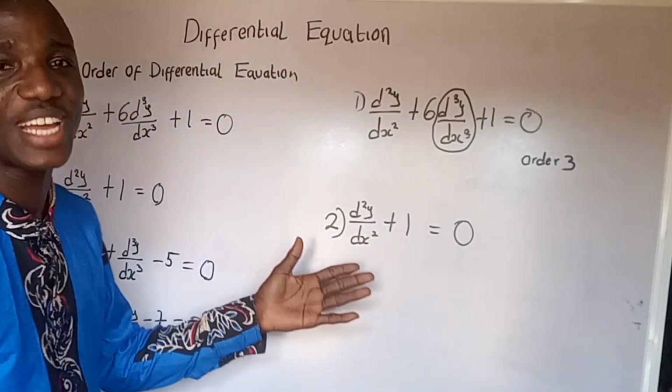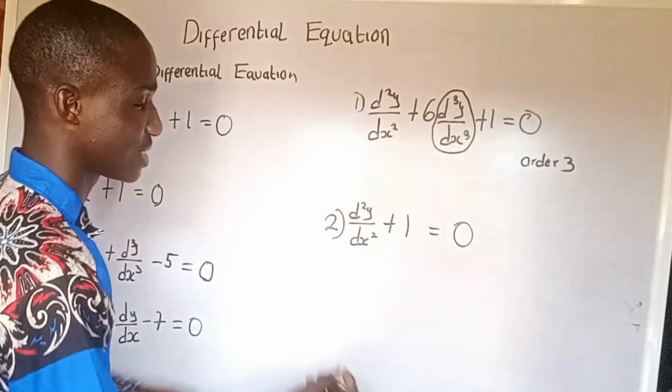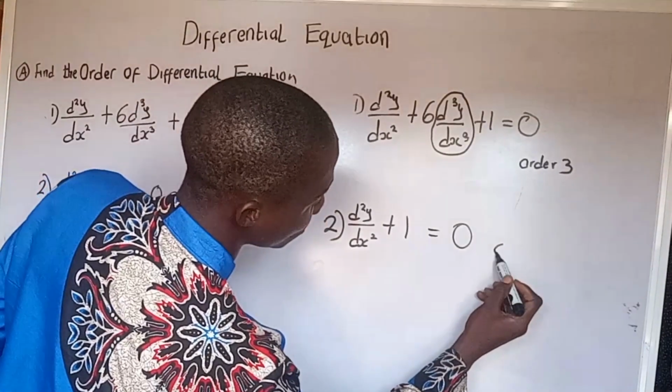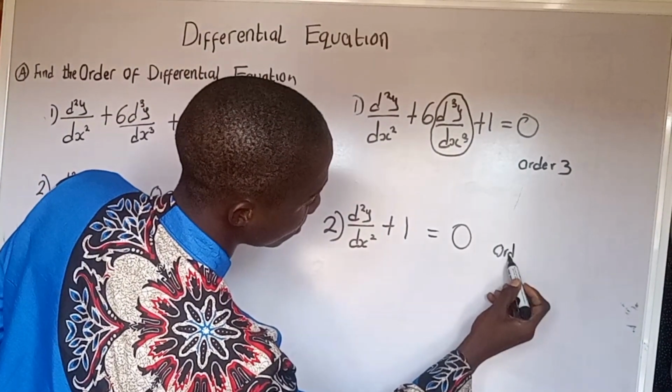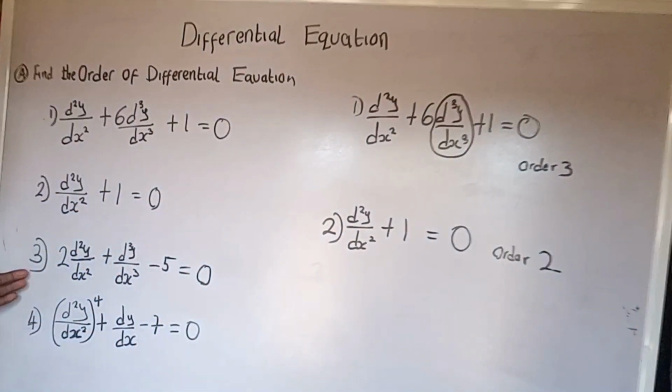Now, what is the order of this equation? Yeah, the order is 2. As you can see, the highest derivative here is 2. So the order of this equation is 2. So let's proceed to the third question.